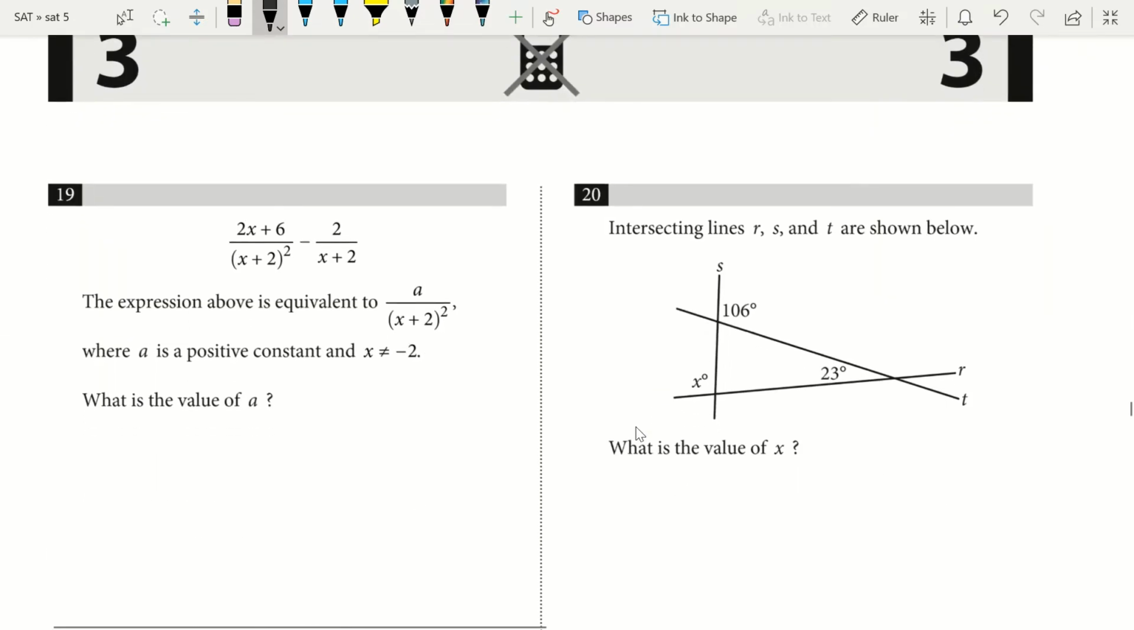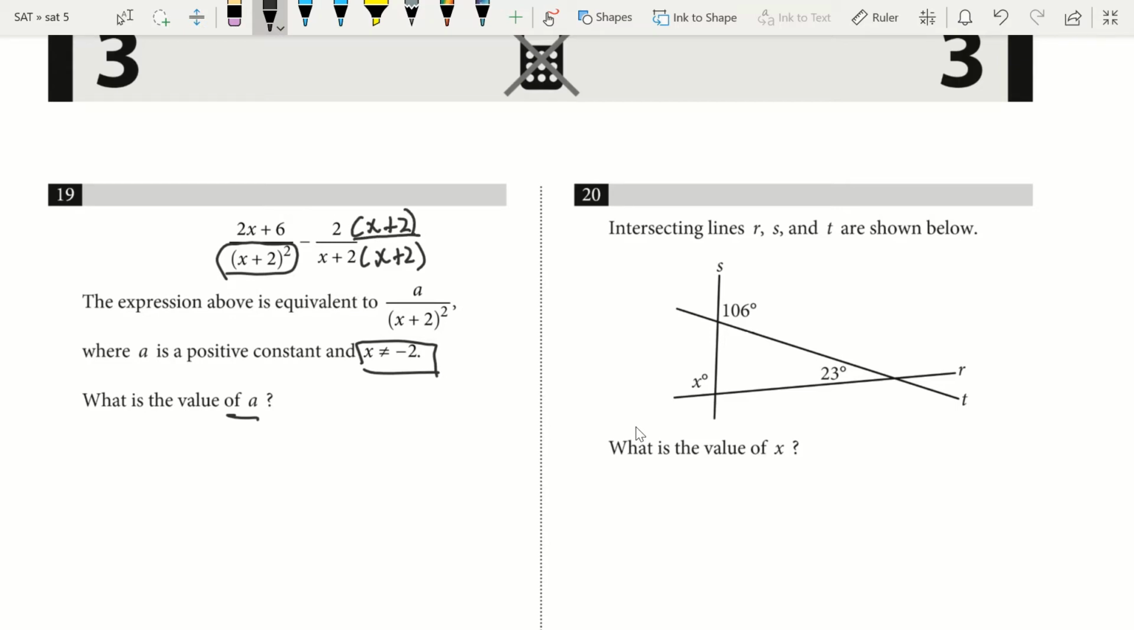Question 19. The expression above is equivalent to a divided by x plus 2 squared, where a is a positive constant and x cannot equal negative 2. What is the value of a? Okay, well I see I have x plus 2 squared in my denominator here, and I know that anytime I'm adding or subtracting fractions, I need a common denominator. So I'm going to go ahead and multiply this side by x plus 2 as well.